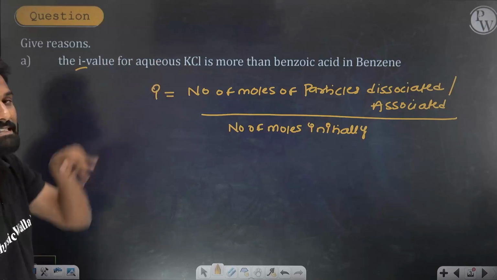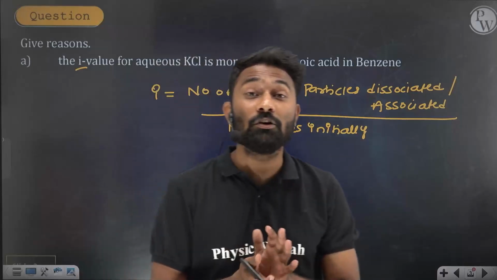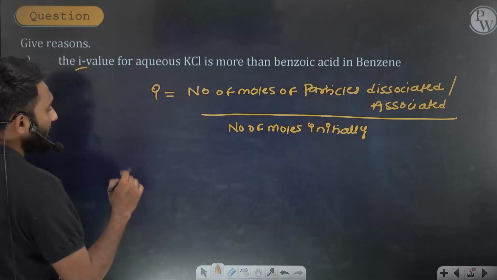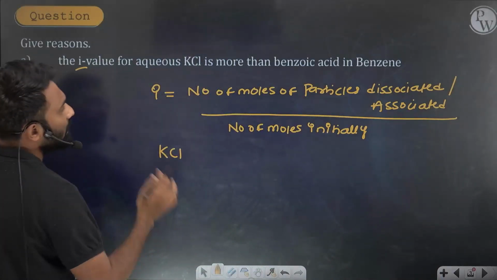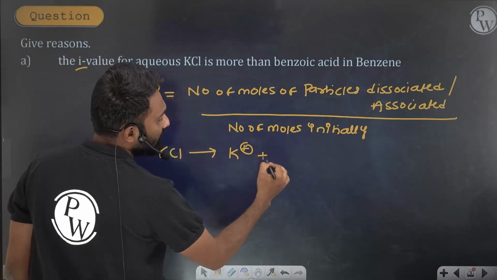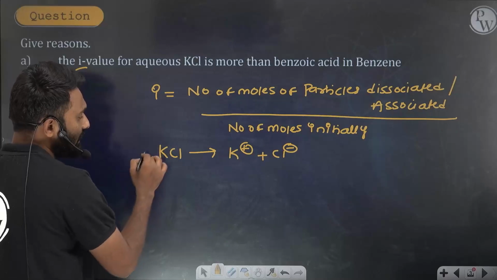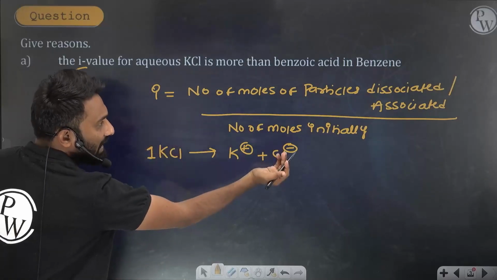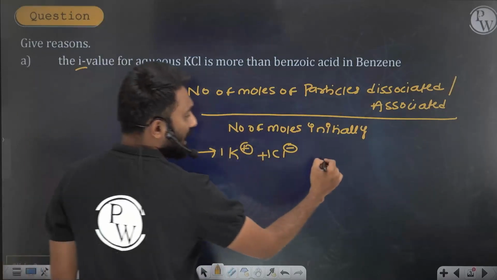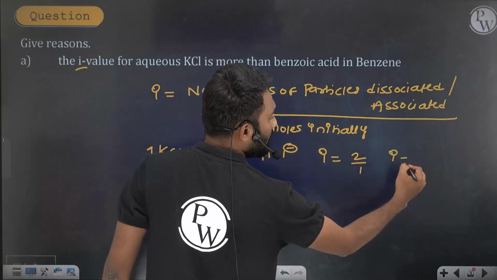Now this is the i. Now illi nodi, KCl is a strong electrolyte alva. KCl is a strong electrolyte andre it will be completely dissociated. Here it will dissociate to K plus and Cl minus. Now initially KCl is 1 mole. After dissociation, ಎಷ್ಟು, 1 plus 1, 2 alva. Andre i value will be 2 by 1. For KCl, i value will be 2.